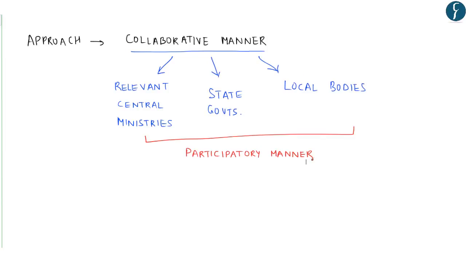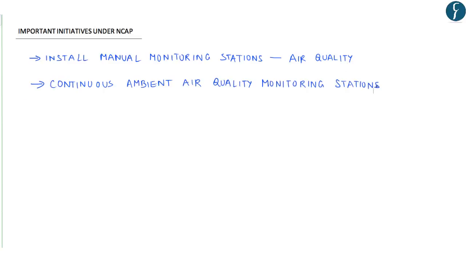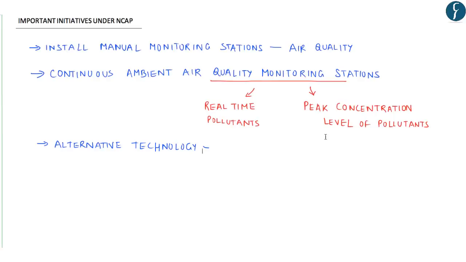With this respect, let us also understand various initiatives which have been proposed under the NCAP or National Clean Air Program. One of the important initiatives under NCAP is to install manual monitoring stations to monitor air quality. It also aims to install continuous ambient air quality monitoring stations to monitor real time and peak concentration levels of critical pollutants. It also calls for identification of alternative technology for real time monitoring to be steered by the Central Pollution Control Board.